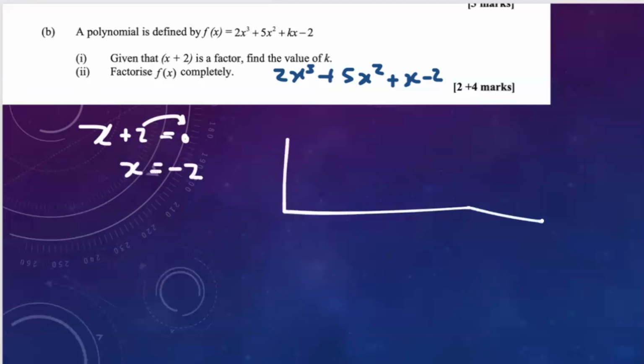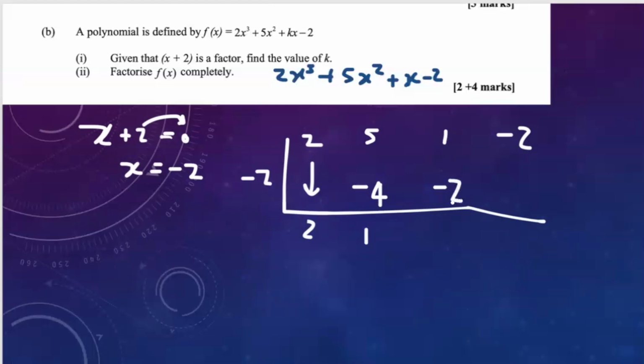And let's do synthetic division. So we have 2, we have 5, we have 1, and we have negative 2. So the negative 2 goes on the outside. So we carry on the 2. Then we say 2 times negative 2, that's negative 4. Then you add 5 plus negative 4, that's 1. 1 times negative 2, that's negative 2. 1 plus negative 2, that's negative 1. Negative 1 times negative 2, that's 2. And my remainder is 0 because we add these.